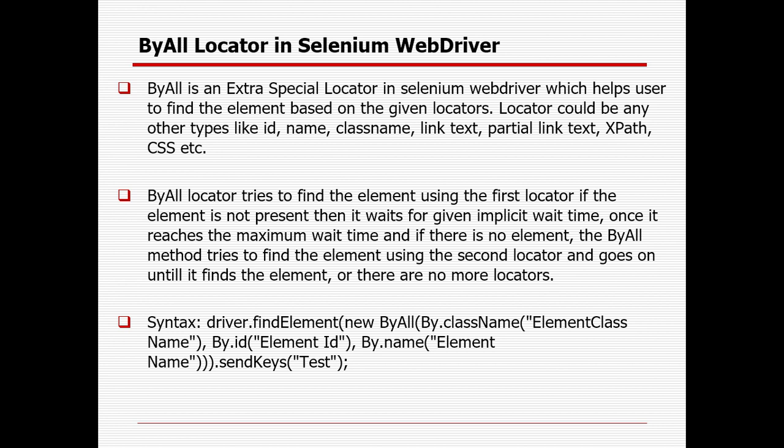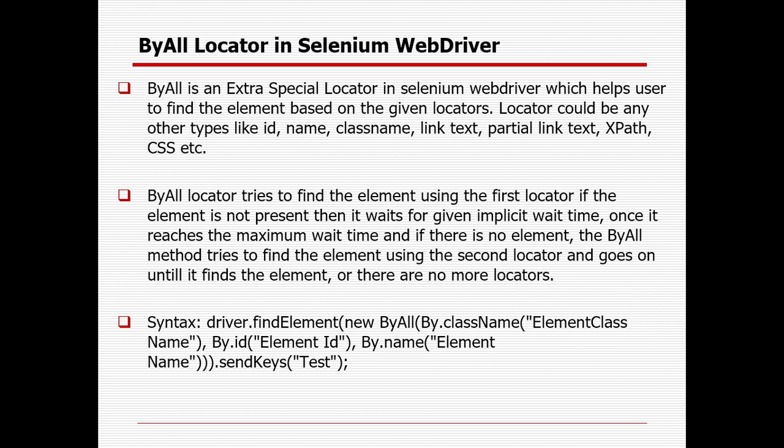ByAll is an extra special locator in Selenium WebDriver which helps the user find an element based on the given locators. A locator can be any ID, name, class name, expression like that. So the ByAll locator tries to find the element using the first locator. If the element is not present, then it waits for the given implicit wait time. Once it reaches the maximum wait time, and if there is no element, then the ByAll method tries to find the element using the second locator, and it goes on like the third, fourth, until it finds the element or there is no more locator, right?